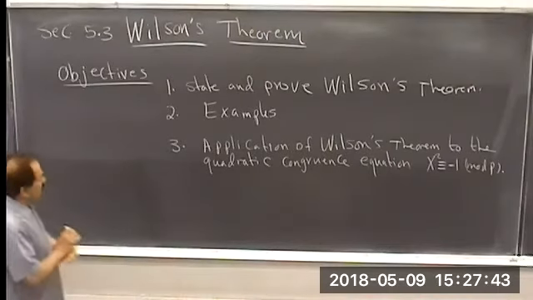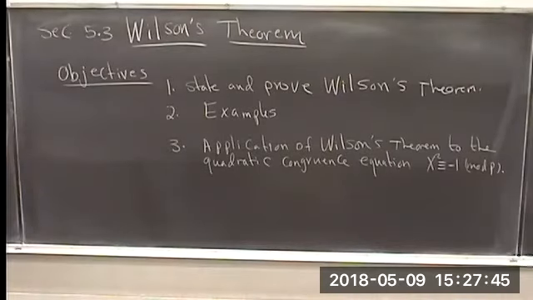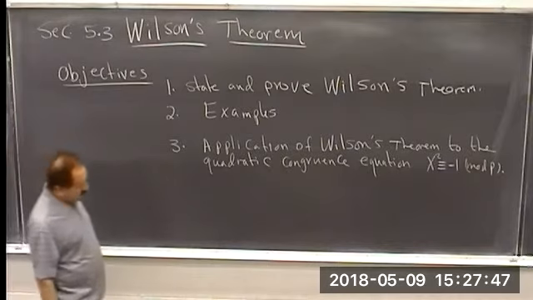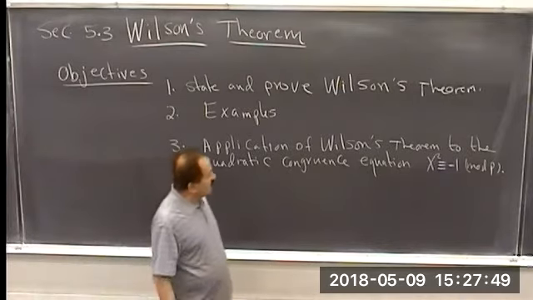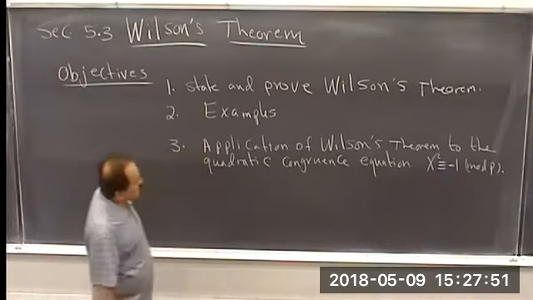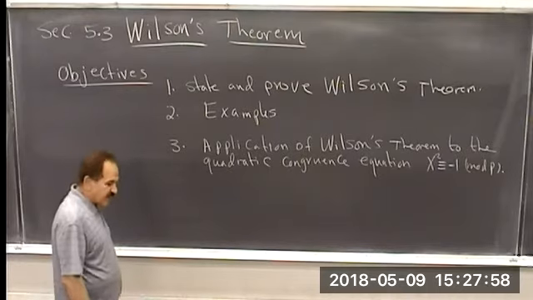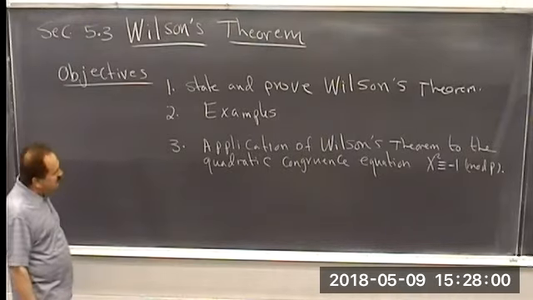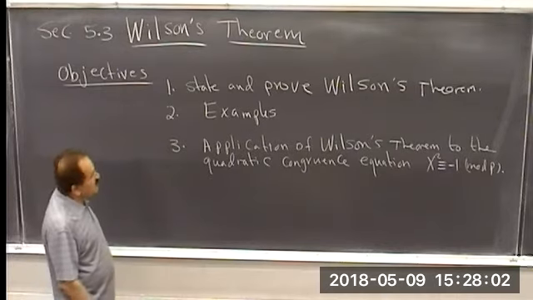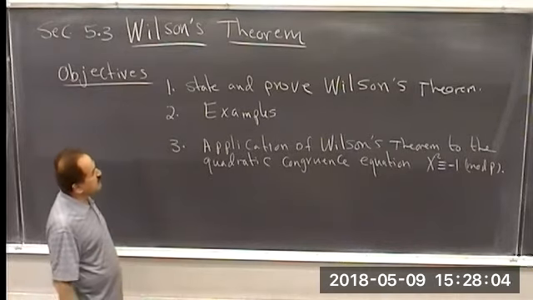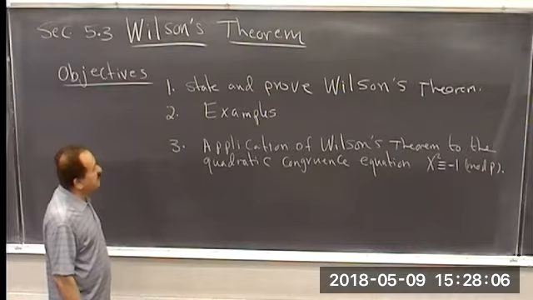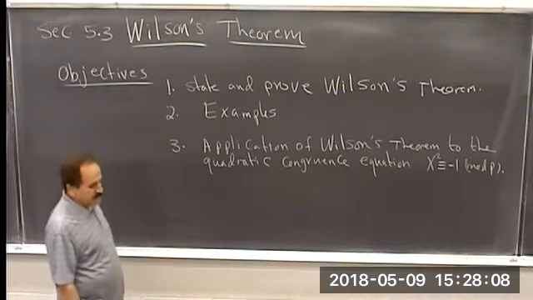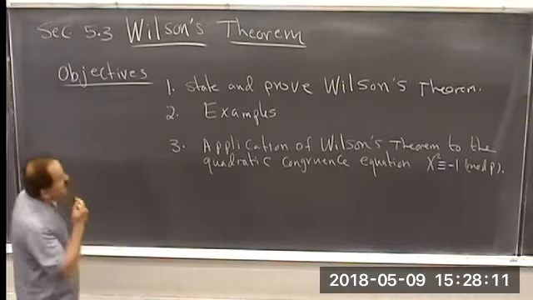Okay, we're going to get started on section 5.3. The title of this section is Wilson's theorem. And basically this is it. That's all we're going to do in this section: prove one important theorem that actually gives a primality test for integers, meaning a necessary and sufficient condition for an integer to be a prime. Unfortunately, it is not practical, as we're going to see from the statement.